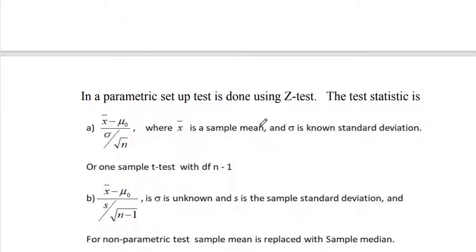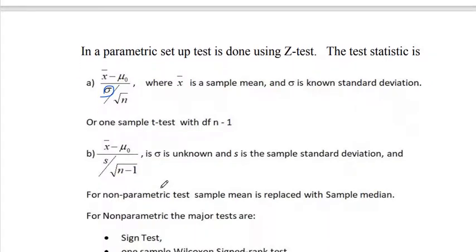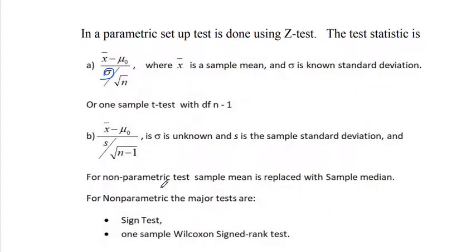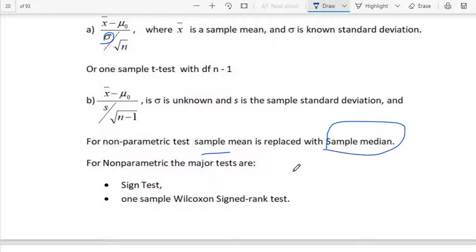In the parametric setup, the test is done using the z test. The test statistic is x bar minus mu upon sigma by root n, when the standard deviation is known. When the standard deviation is unknown, we use the t test with n minus 1 degrees of freedom. We all know this. But in non-parametric, we replace the sample mean with the sample median. That time we have two tests available.